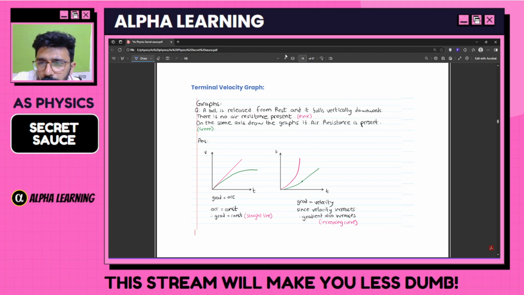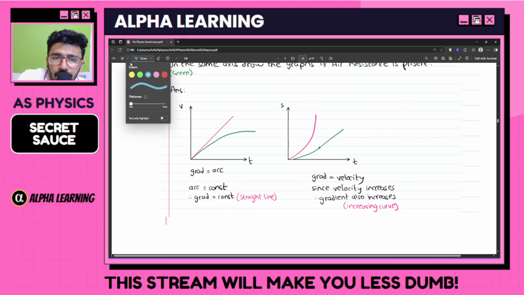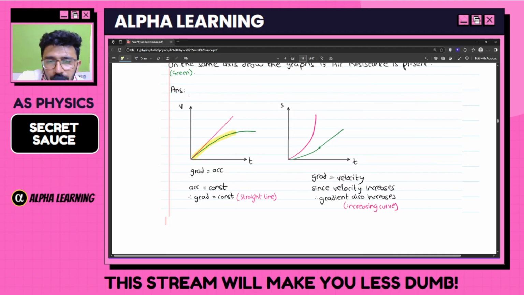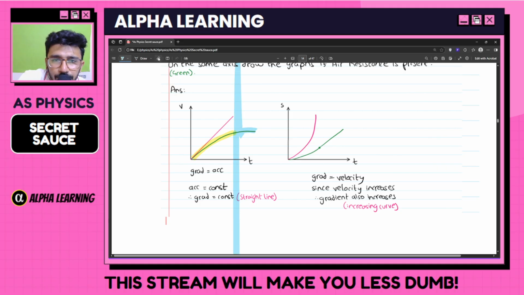So for terminal velocity you need to know the velocity time graphs as well as displacement time graphs. Whenever you have to draw the velocity time graph of terminal velocity, you will break it down into two portions, this yellow portion and the blue portion. Perfect. What does this yellow portion represent? This represents that the gradient is decreasing. That means acceleration is decreasing.